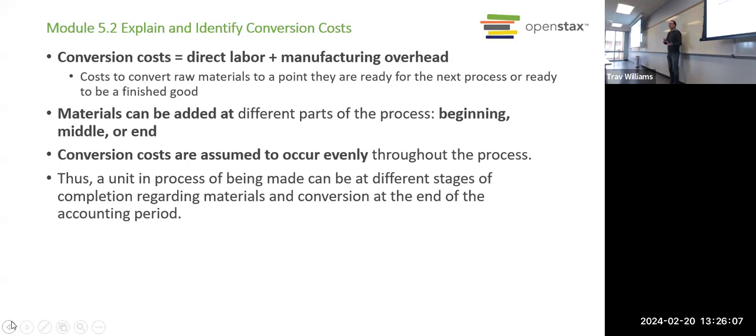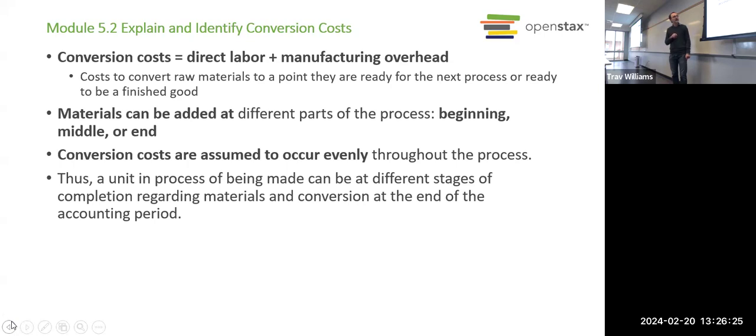So when we add material costs, we're not increasing the number of units. We're just adding, again, like the shrink wrap or the cardboard box or some other material cost that does not increase the number of units.